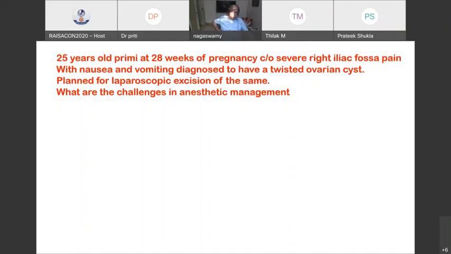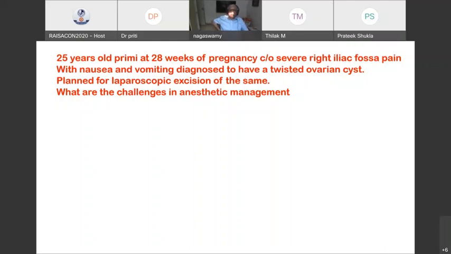First of all, having read the case scenario, under what category will this surgery happen? How will you title this case scenario? So this is an emergency surgery, sir, with the ASA grade. Non-obstetric surgery in a pregnant patient.